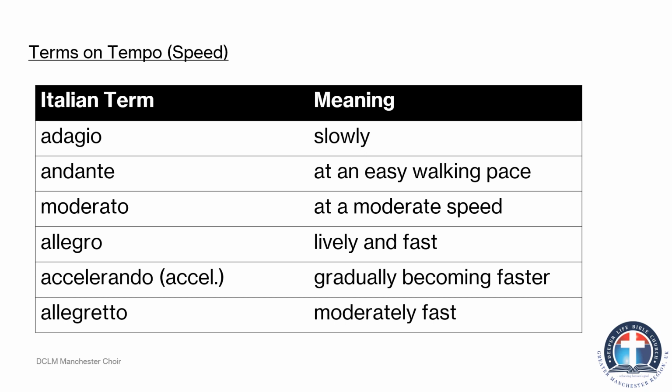And then moderato means at a moderate speed. That means it's not at a walking pace, but it's not at a fast pace. So you have to get the speed at a moderate speed, but you have the allegro. Allegro means quick, lively, and fast. It means make it fast. 1 2 1 2. Make it fast, make it lively.